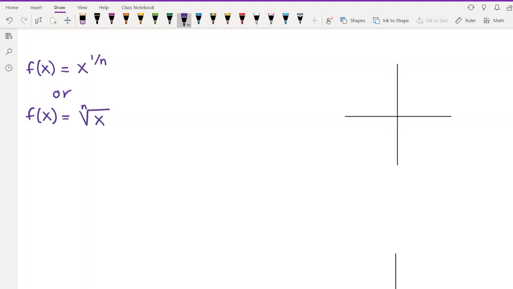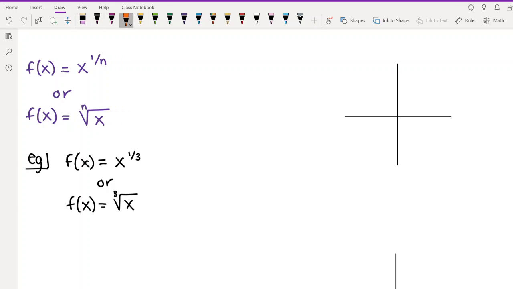So for example, an example of this type of function would be f of x is equal to x to the 1/3. Another way of writing that would be saying the cube root of x. So we'll probably write them either way. It turns out in Desmos, it's a lot easier, or I think it only allows you to type them in like this for the most part. But you should be able to recognize what it means either way. So 1 over n is just saying the nth root.